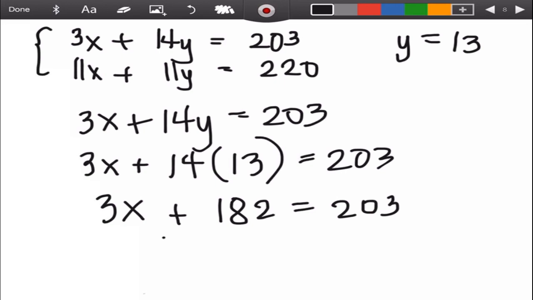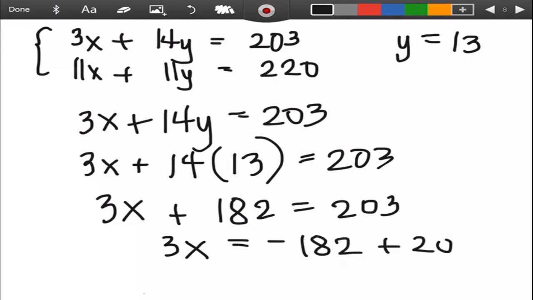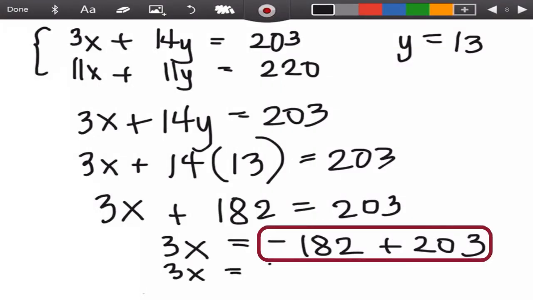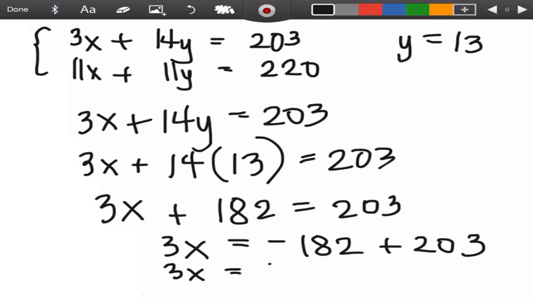And then we will use the left and the right side. So 3x is at the correct place. So we will just copy equals, 182 should be on the right side. So change the sign. It will become negative 182 plus 203. And then copy 3x equals negative 182 plus 203. Different signs, minus. So we will have 21.